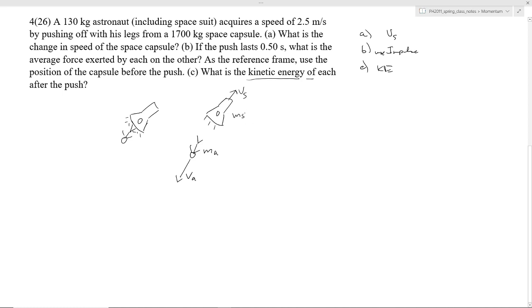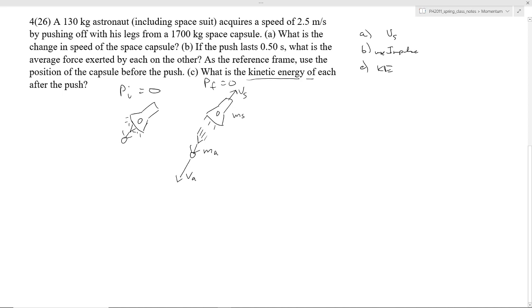Similar to what we had already looked at, we know immediately qualitatively that if the astronaut is going one way, the space capsule, the spaceship, is going to have to go in the exact opposite direction. Otherwise, there would be some net momentum in one direction, and that would violate momentum conservation, because we've gone from a situation where the initial momentum is 0, and the final momentum after this guy pushes off also has to be 0.